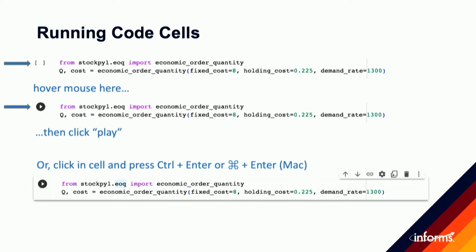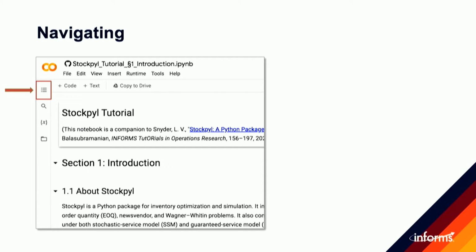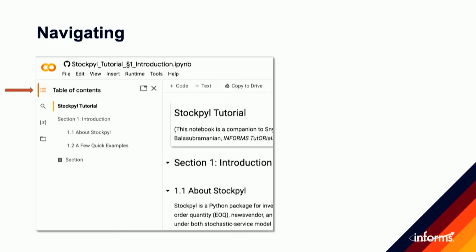Or if you click on the cell so your cursor's in it, then you can press Control-Enter, or whatever that curly thing is on a Mac, and Enter, and that'll run the cell as well. Okay? If you've used Jupyter Notebooks before but not in Colab, it's just the same in Colab. All right. One other thing is that up in the top left, if you click that little menu-looking button, it shows you the table of contents for the notebook. That makes it a little easier to navigate around the notebook.